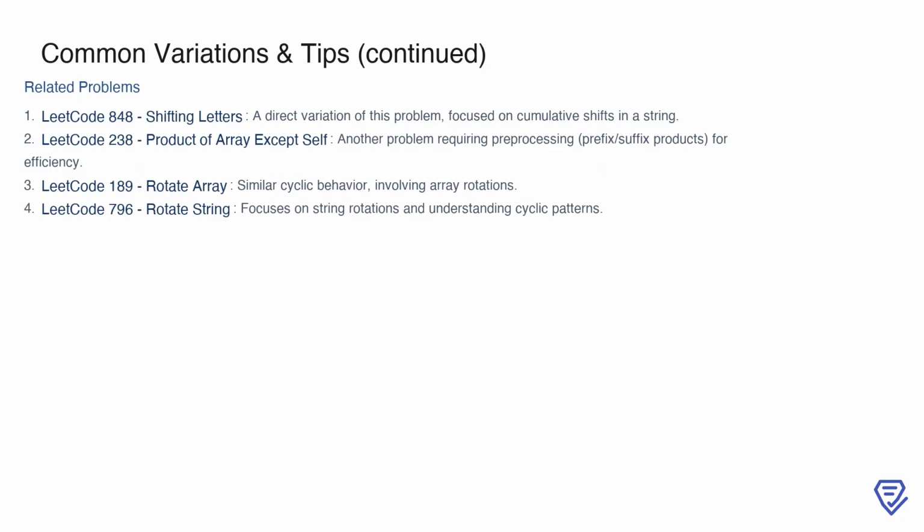There are also related problems that can help deepen your understanding of these concepts. The most direct variation is, of course, LeetCode 848 itself, which focuses on cumulative shifts in a string. Another relevant problem is LeetCode 238, product of array except self, which involves pre-processing using prefix and suffix products to achieve efficiency. LeetCode 189, rotate array, and LeetCode 796, rotate string, are also closely related. Both of these problems deal with cyclic behavior, whether through array rotations or string rotations, and they require a solid grasp of modulo arithmetic and cyclic patterns. Exploring these problems can help you see how these techniques apply across different contexts.